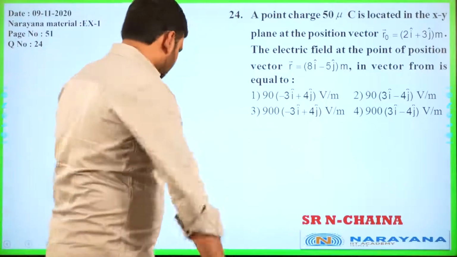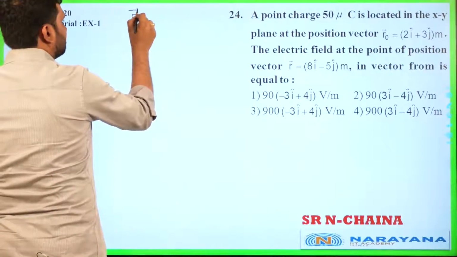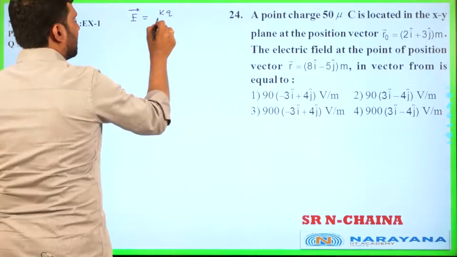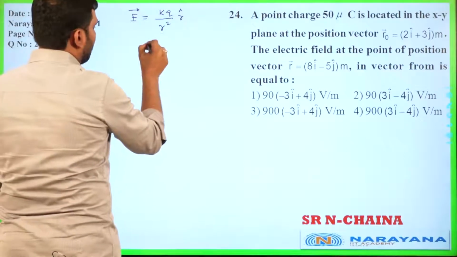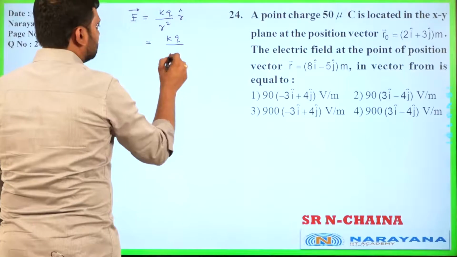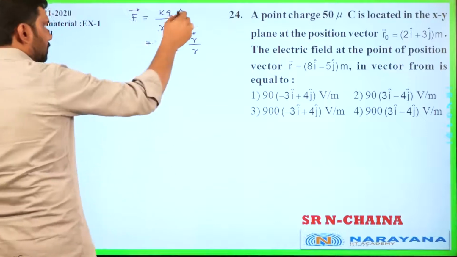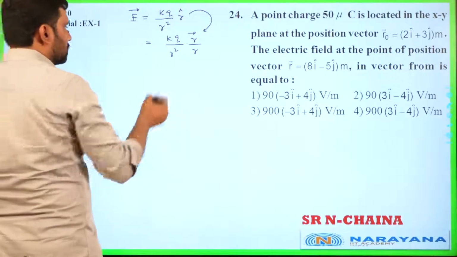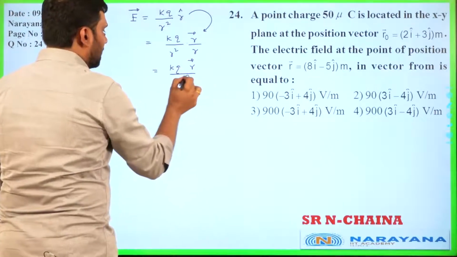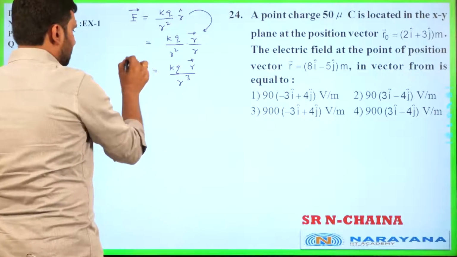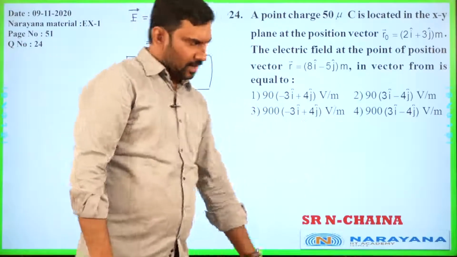So let's move ahead. See, when we are writing electric field in vector form, we are writing E vector is equal to kq by r square into r cap. Or we can write kq by r square into r vector by r. So this is the representation of the unit vector. So from there we can get it is kq r vector by r cube. So this is the electric field strength equation which we are going to use in this case.